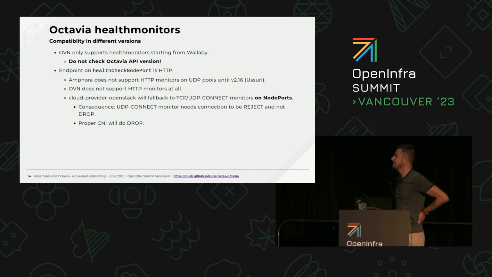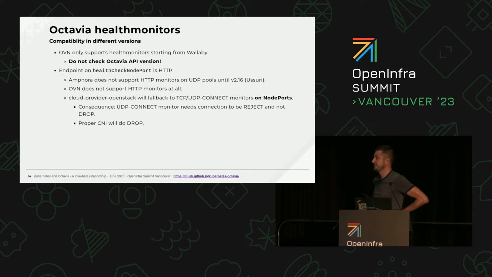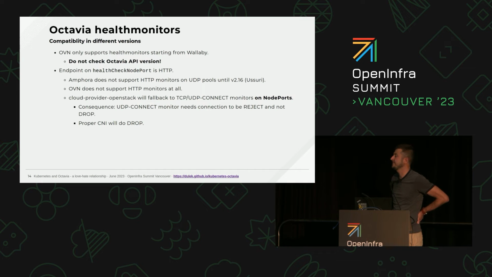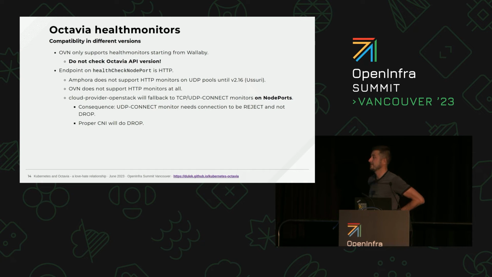And now there's an interesting consequence. The UDP connect monitor is relying on the ICMP message only emitted when the connection is rejected and not dropped. Now, the Kubernetes documentation requires the CNI or the kube-proxy to actually drop the connection and not reject. I know that OVN Kubernetes does reject, against the specification, so it works in that case. But with kube-proxy, you won't be able to use the UDP connect monitor, so that simply won't work with OVN.